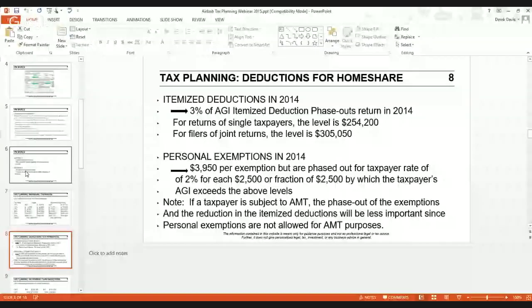Another important thing to note in determining your filing status is the personal exemptions. So personal exemptions are just amounts that you're able to take off your income, and they are approximately $3,950 for individuals who are single filers, and if you are married filing jointly, that amount goes up.